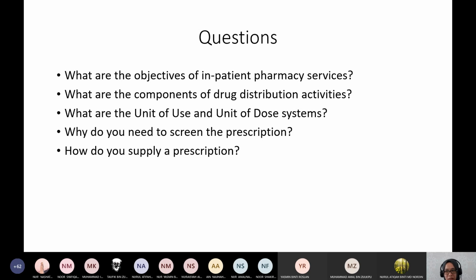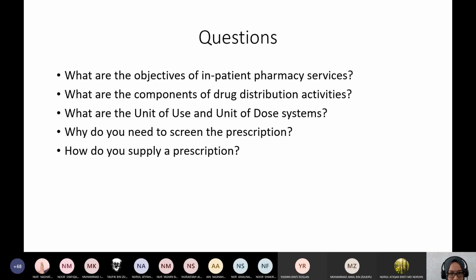But whatever answers that is related to the work, the scope and the job scope of the inpatient, would be correct. So generally it is basically to distribute the drugs and the supplies, and sometimes disposables we also supply. And also the components. Okay, drug distribution activities. I think it's the same. Okay, components of drug distribution activities.